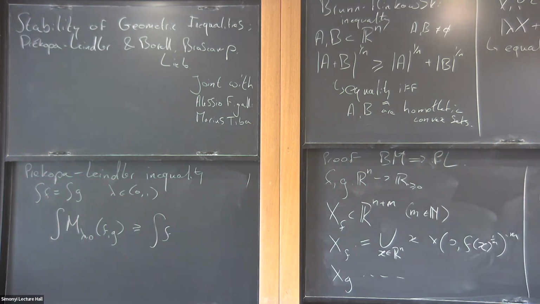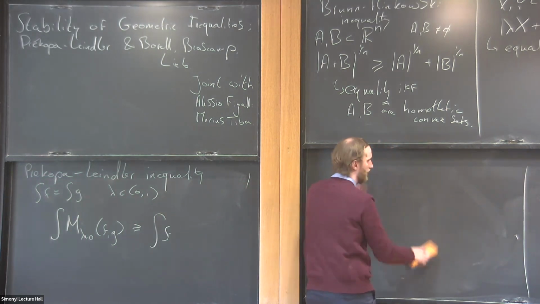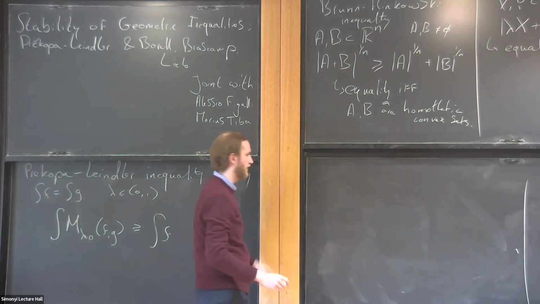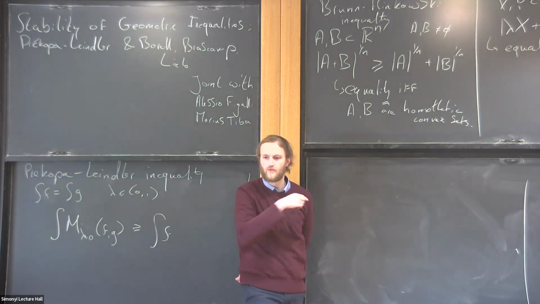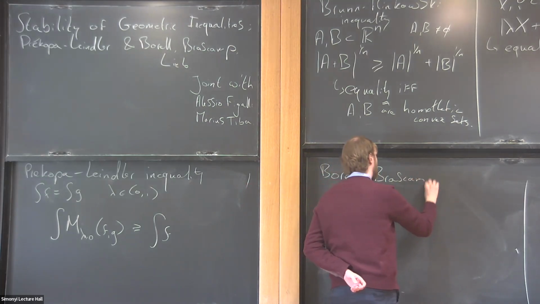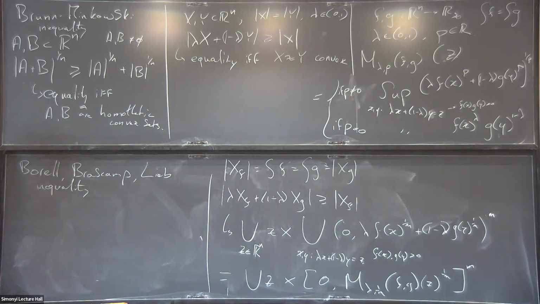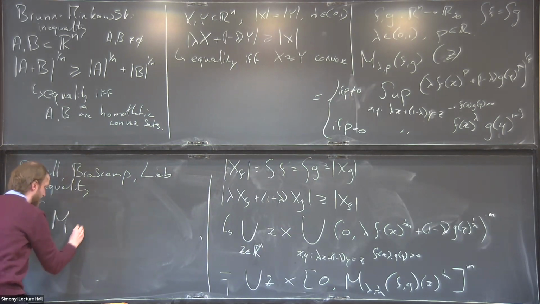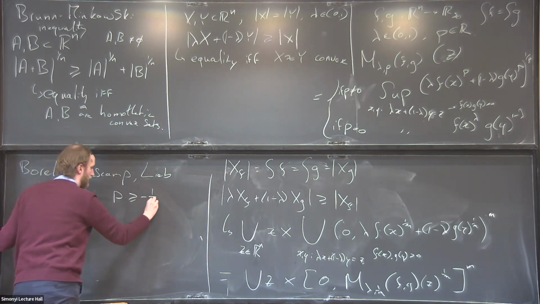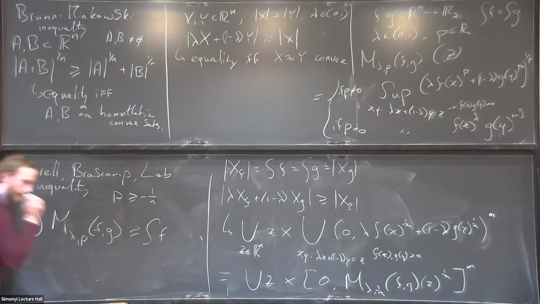So what was the realization of Brascamp-Lieb and independently Borell a few years after this Prékopa-Leindler proof was published, that actually you can push it a little bit further. I mean, not by the proof that I've shown you, but actually if we consider these averages, we can actually go a tiny bit further, namely for p at least -1 over n. I still get that M lambda p of f and g is at least true.